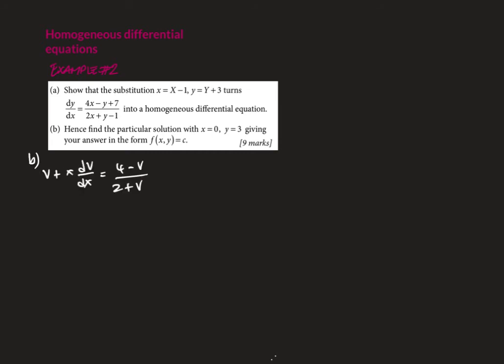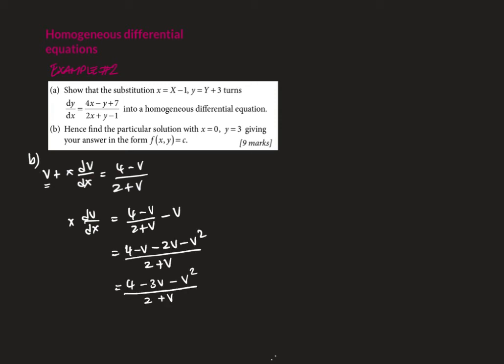Now, to solve this by separation of variables, what we want to do is move everything that has v to one side. So I'm going to start by moving this v to the right hand side. x dv over dx is equal to 4 minus v over 2 plus v minus v. Let's try to simplify this. And now we're going to move everything that has v to the left and everything that has x to the right. So this would be 2 plus v over v squared plus 3v minus 4 dv equals 1 over x dx. Now we proceed to integrate.